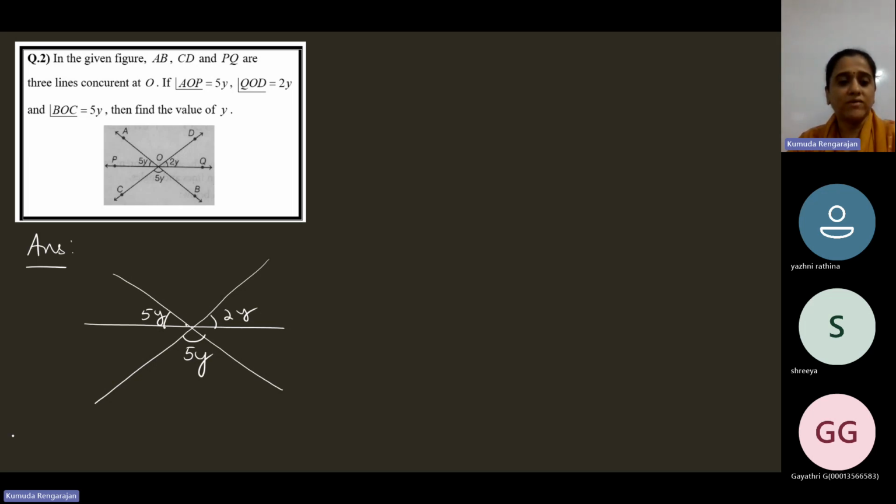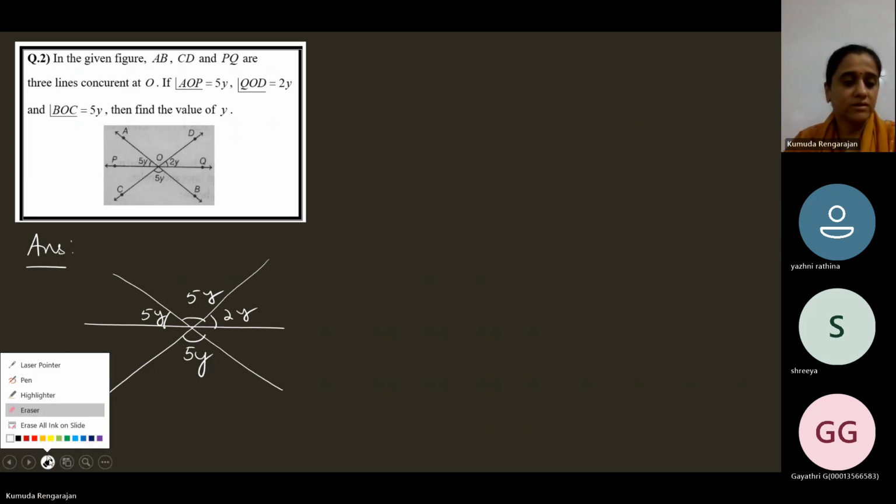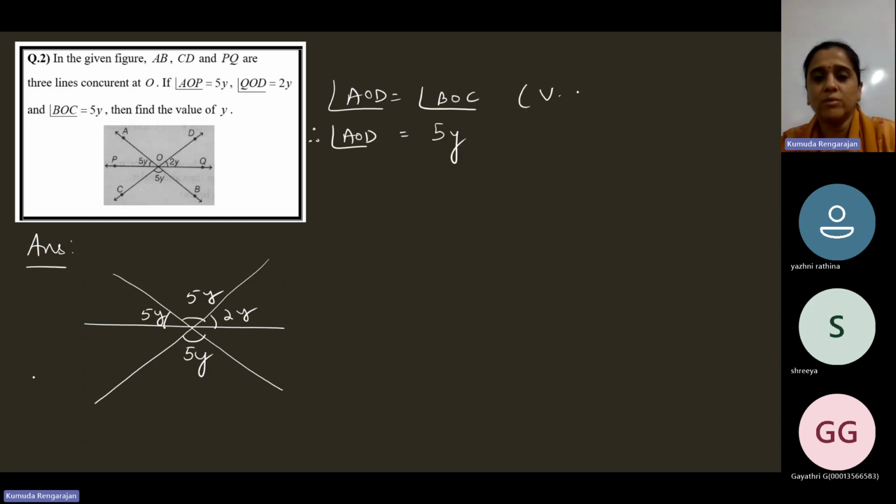So now this is also 5y, right? Because vertically opposite angles are equal. So how do you write that? Angle BOC is equal to angle AOD, or you can write angle AOD is equal to angle BOC. Therefore angle AOD is equal to 5y. Reason, vertically opposite angles.